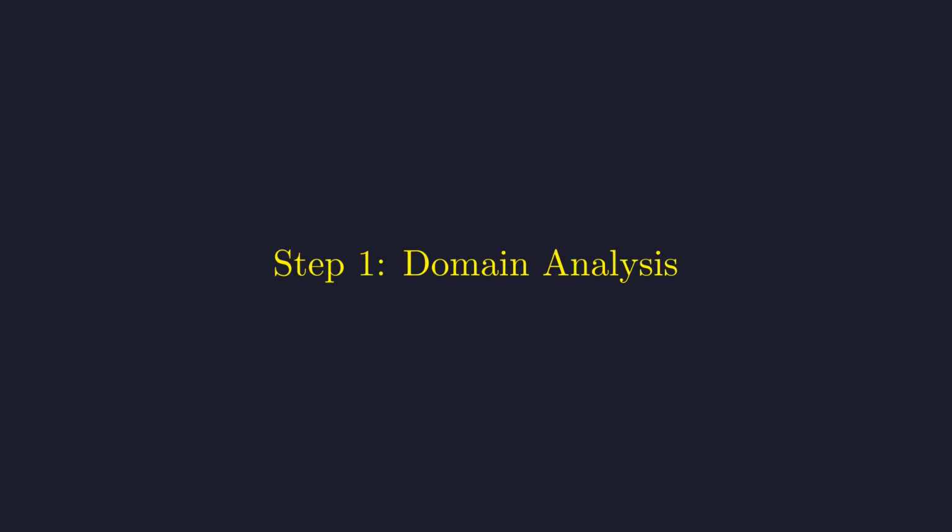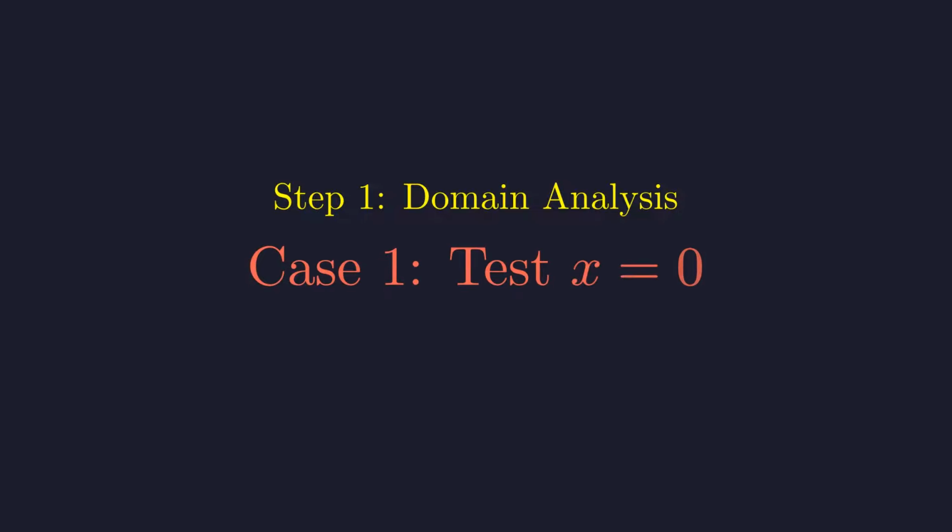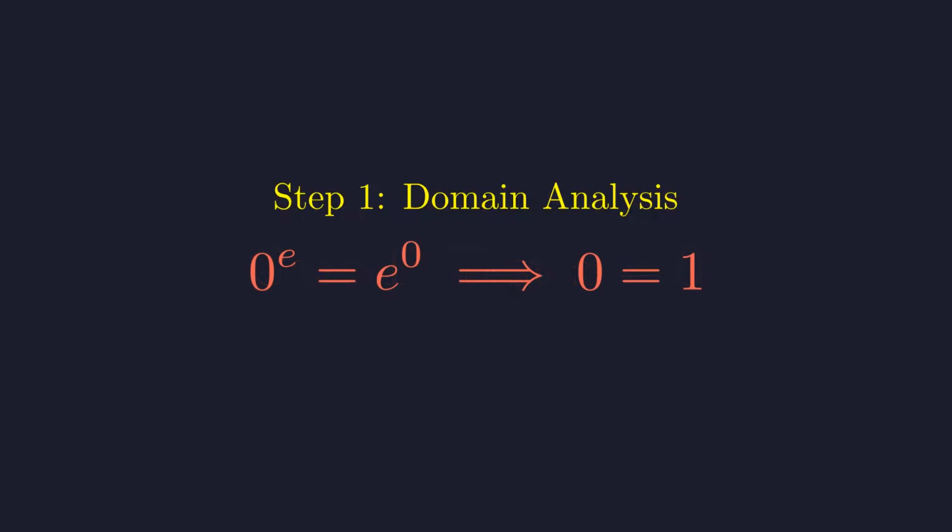The first thing we need to ask ourselves is what values can x actually take? It might be tempting to just dive in, but there are some important constraints we need to consider. Let's start with the simplest case. What happens when x equals 0? Well, 0 to the power of e is just 0, but e to the power of 0 is 1. That gives us 0 equals 1, which is clearly false, so x can't be 0.